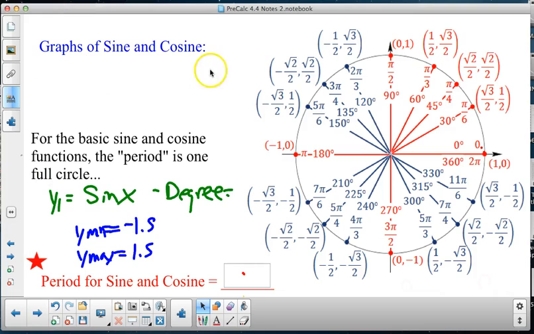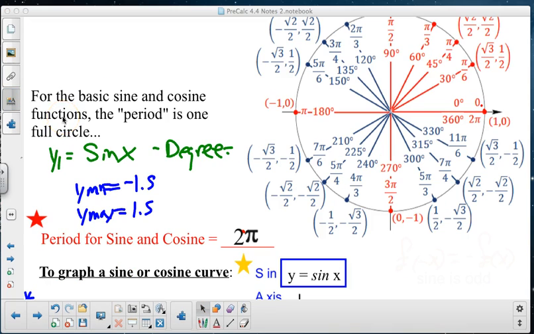Now, the graphs of sine and cosine you should be very familiar with. We've had our unit circle. And the graphs of sine and cosine are two of the parent functions we learned about in chapter 1, in section 3. For the basic sine and cosine functions, the period is one full circle. The period for sine and cosine is 2 pi.